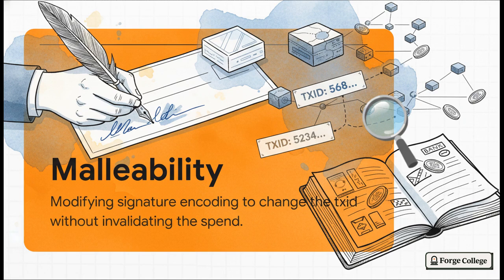Think of it like this. Imagine someone tracing over your signature on a physical check with a slightly different color of blue ink. The check still clears, the money moves exactly as you intended, but the bank maliciously changes the check number, throwing your entire personal accounting software into total hair-pulling chaos.